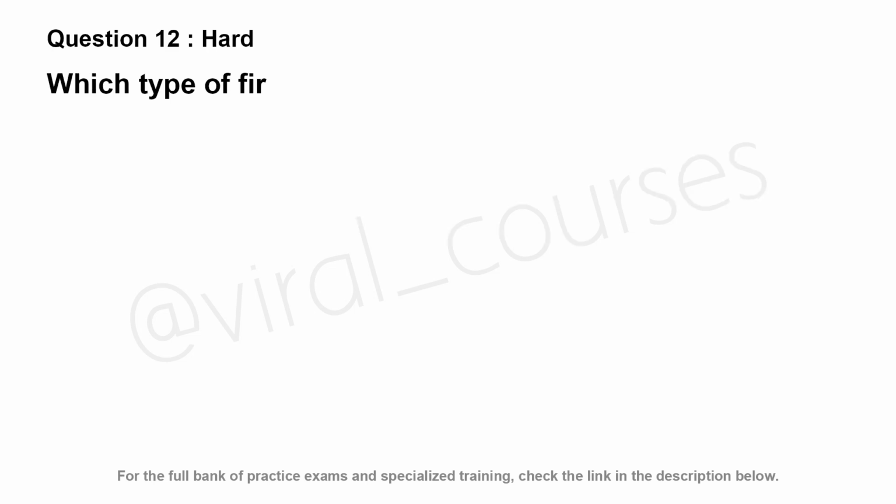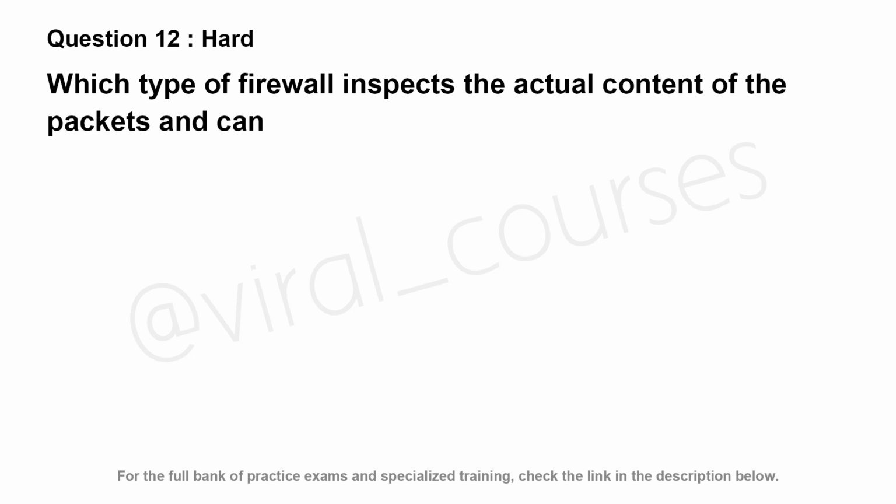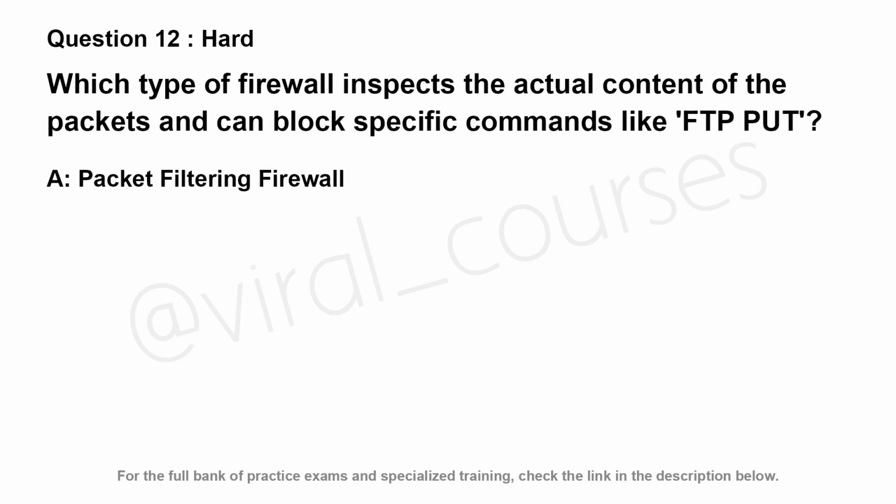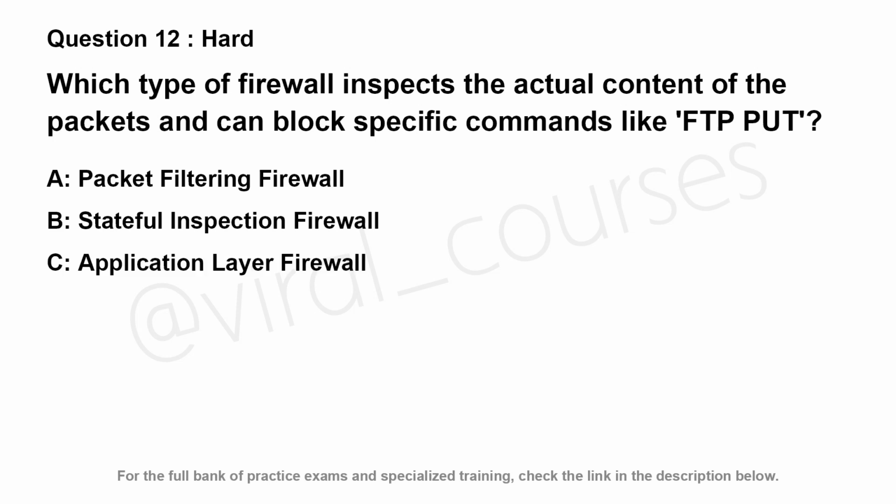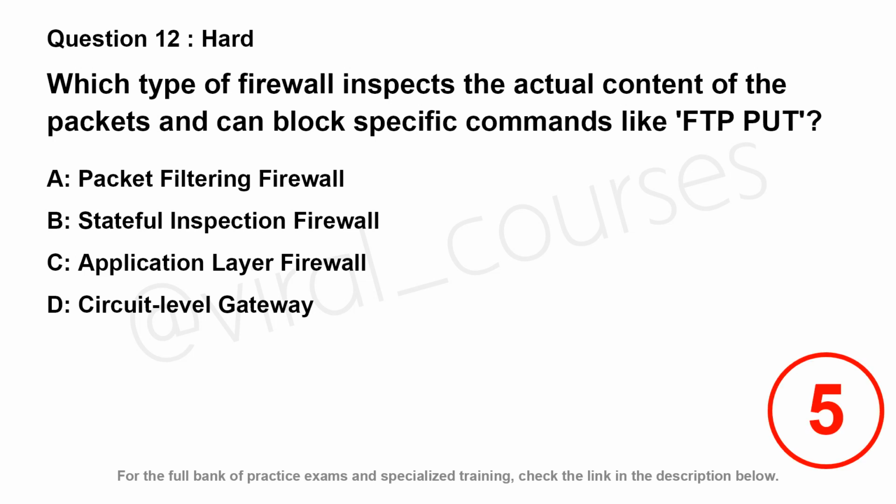Which type of firewall inspects the actual content of the packets and can block specific commands like FTP put? Option A, packet filtering firewall. Option B, stateful inspection firewall. Option C, application layer firewall. Option D, circuit level gateway.